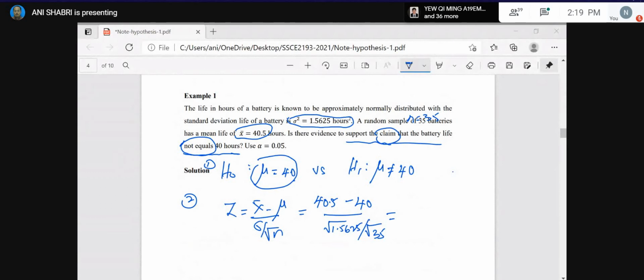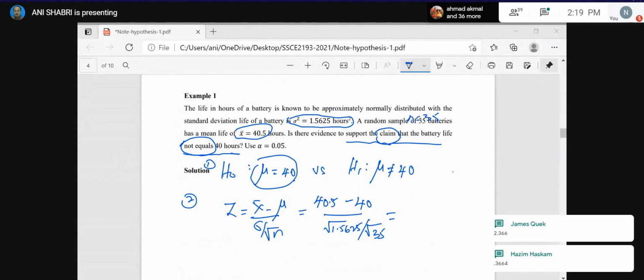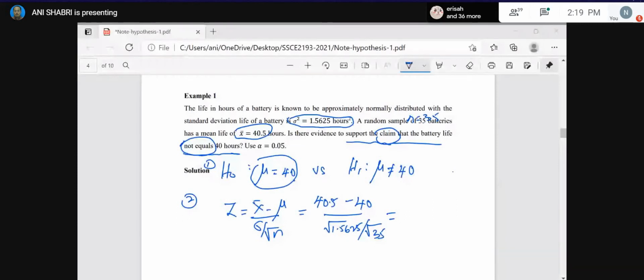Okay, berapa nilai? Okay, 2.36. We get 2.366.